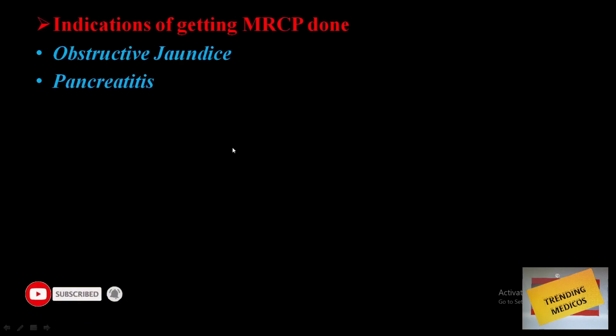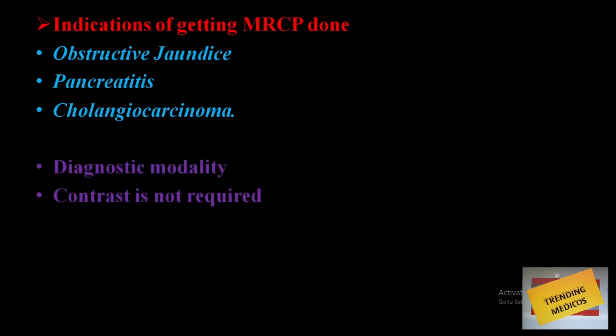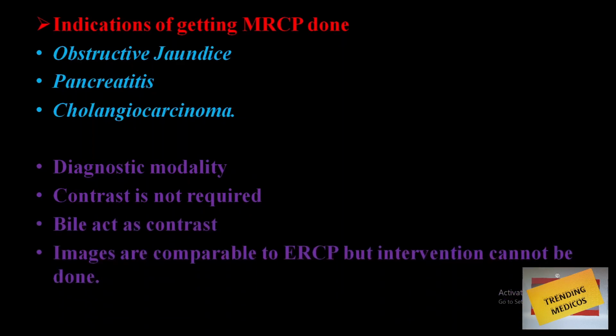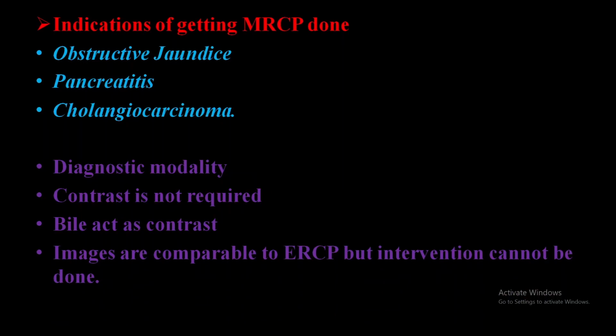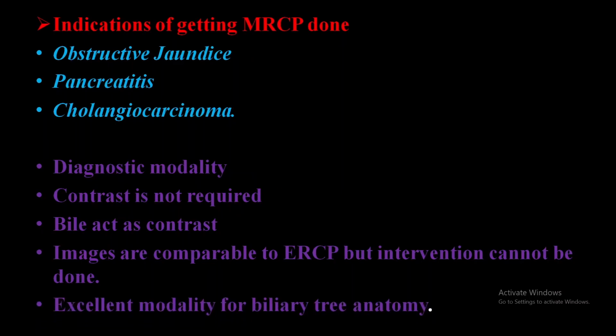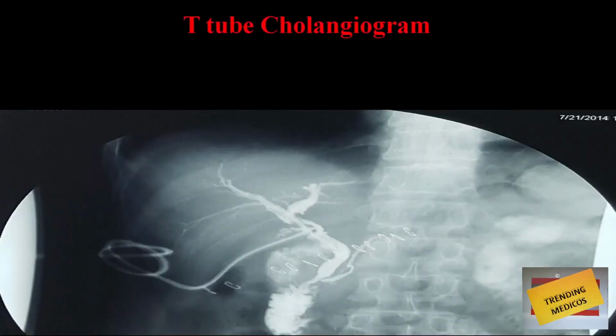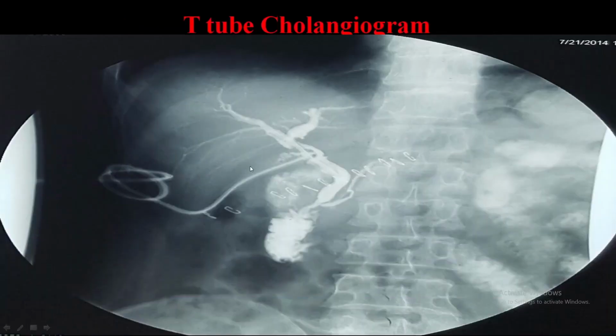Indications of getting MRCP are obstructive jaundice, pancreatitis, cholangiocarcinoma. It is a diagnostic modality, and because contrast is not required, it is very safe. Bile acts as the contrast in this. This can be a question. Images are comparable to ERCP, but definitely intervention cannot be planned with MRCP, and it is an excellent modality for biliary tree anatomy.